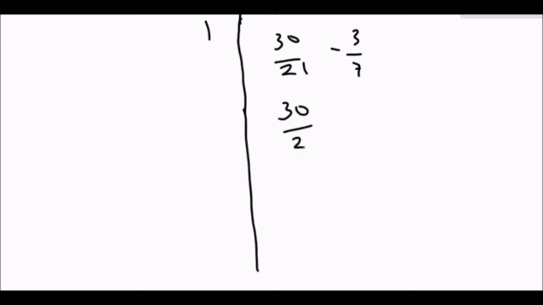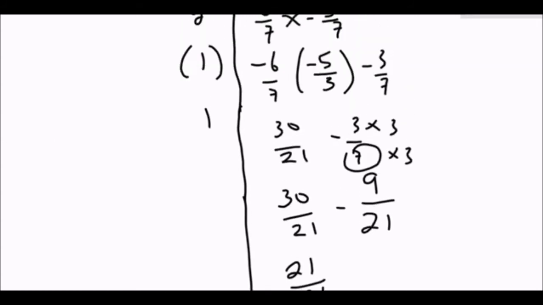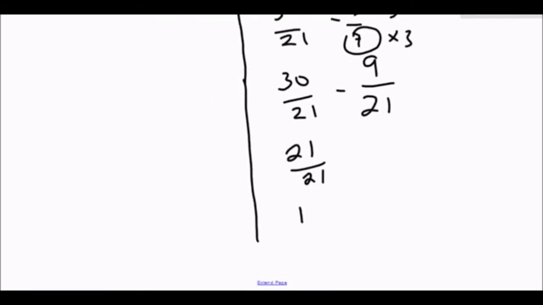30 over 21, I can easily make this into denominator 21 if I multiply by 3. So if I multiply the 7 by 3, I also have to multiply the 3 by 3. So I get 9 over 21, which is equivalent to 3 over 7. And now that both denominators are 21, 30 subtract 9 is 21. And 21 divided by 21 is 1. So left side equals right side. On the left side, I have a 1. On the right side, I have a 1. And therefore, negative 5 over 3, comma 1 is on equation 3.